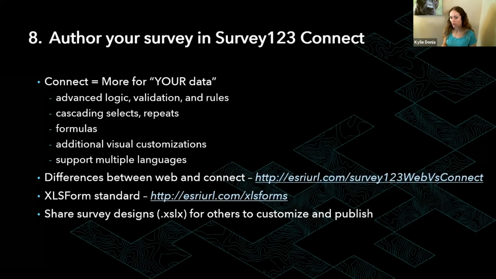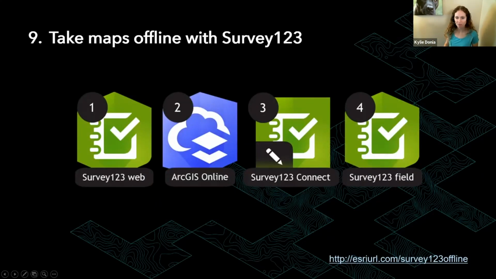When they hit publish, they get their own survey. Okay, all right, I've got to speed up. So take maps offline with Survey123.